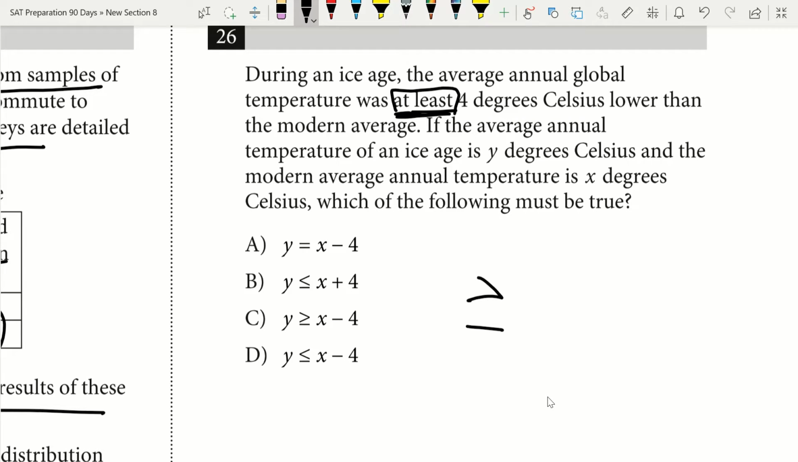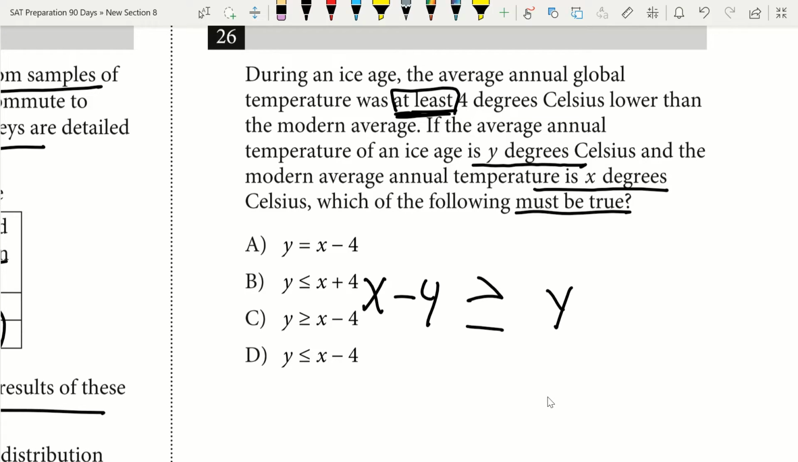If the average annual temperature of an ice age is Y degrees, and the modern annual average temperature is X degrees, which of the following must be true? Well, our average annual temperature when it's not an ice age is X. We know that when it is an ice age, it's 4 degrees less than that or more. So we know then that our Y is going to have to be less than that, X minus 4, right?